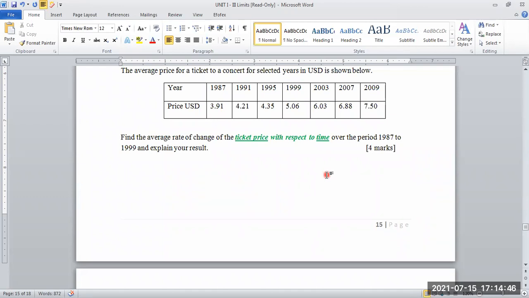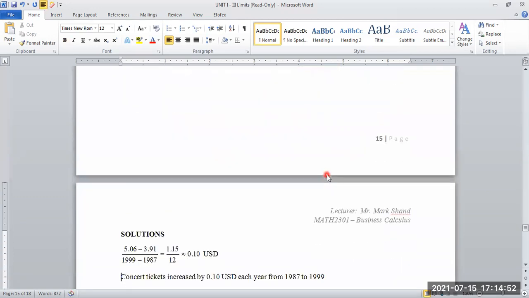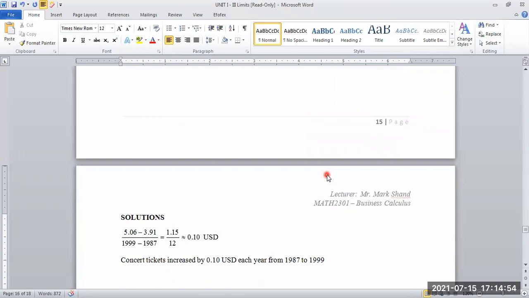Sir, how are we going to use the average rate of change? You know what it is that you're calculating? It says ticket price with respect to time. So look at what happens here. So ticket price, $5.06 minus 391, because since I'm saying ticket price with respect to time, ticket price is going to be in the numerator, time going to be in the denominator. That's how you read it. All right. Now, how do we interpret it?